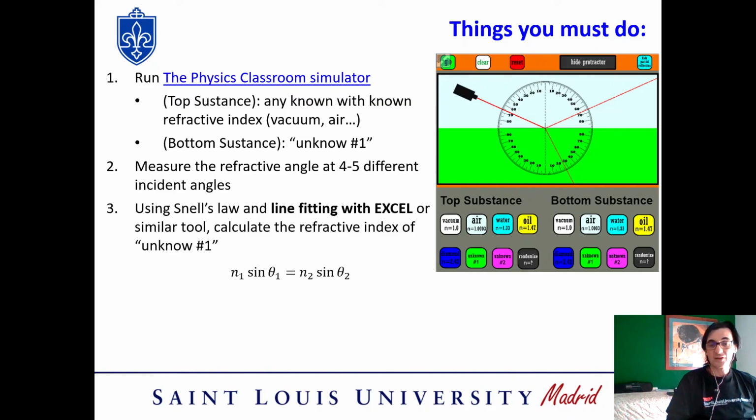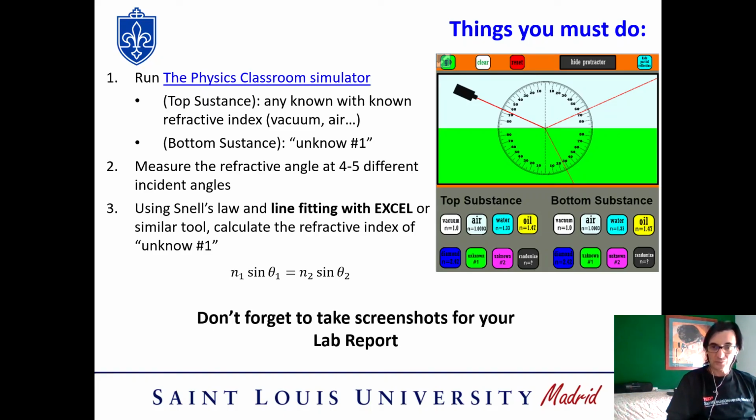And using Snell's law and Excel or any other plotting tool, you do a line fitting to calculate n2. That would be your index of the unknown one, okay? Do not forget to take screenshots for your lab report, as well as reporting your measurements and the line fitting you will do in Excel, Google Sheets, or whatever other tool you want to use.